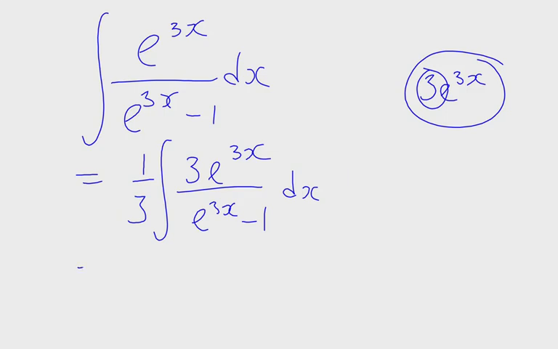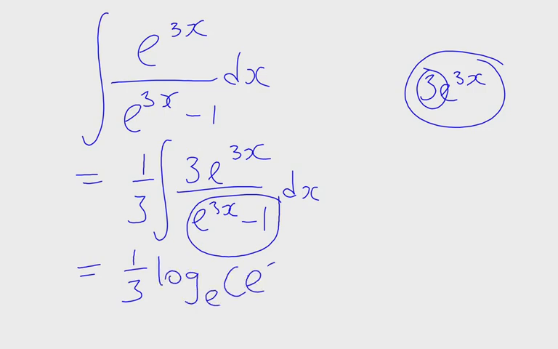And then we now have 1 over 3. So that now the derivative of the denominator is exactly the numerator. So the answer is 1 over 3 natural log of e raised to power 3x minus 1 plus C. That's the answer to the question.